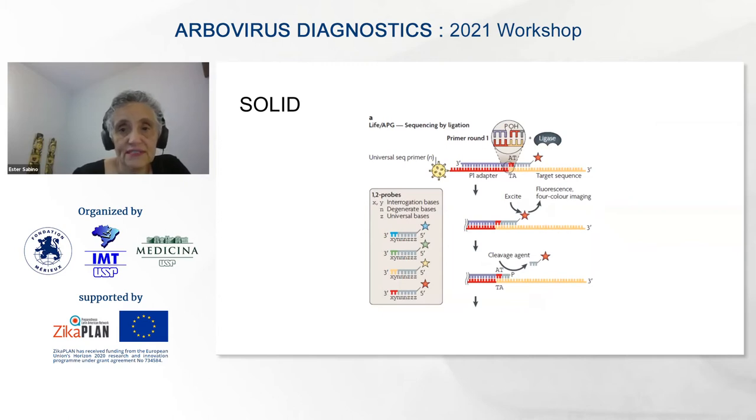Then you have SOLiD. That's a very different way of doing it, with lots of hybridization-specific probes. Then you see how the ligase links exactly the sequence of each one of these probes. That's how you end up with a computer understanding of what was hybridized, and with that you get the sequence.